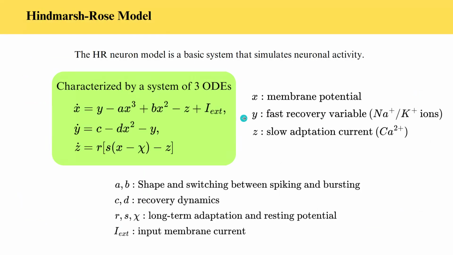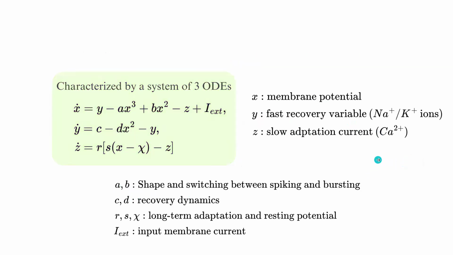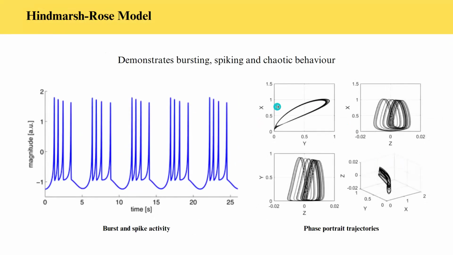And the Hindmarsh-Rose model is a foundational system for simulating neuronal activity. It is characterized by a system of three ODEs as given in this equation, where x is the membrane potential, y is a fast recovery variable, z is a slow adaptation current, and other parameters govern the neural dynamics. This model captures a range of behaviors like bursting, spiking, and chaotic dynamics. Here you can see examples of the model's phase portraits and activity patterns, which form the basis of our network simulation.